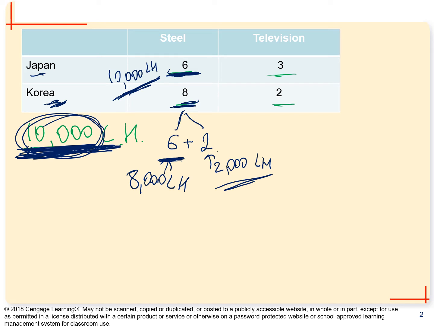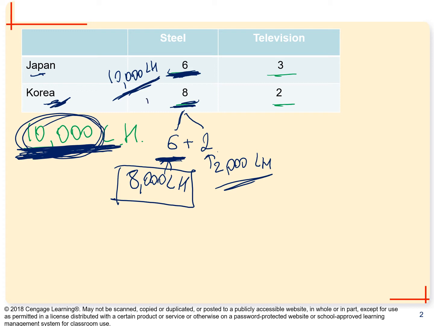My question is, who is using fewer resources? Korea is using fewer resources. Because once again, if we're going to compare the same amount of units, 6 units of steel for Korea and 6 units of steel for Japan, Korea is using fewer labor hours in production of these 6 units of steel.